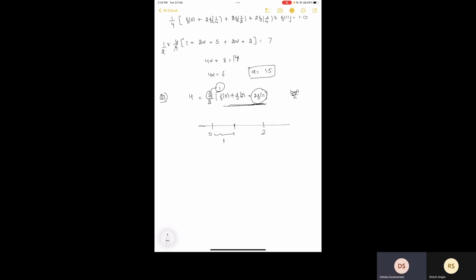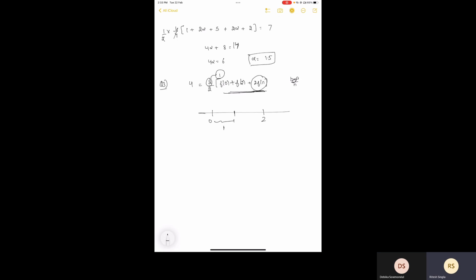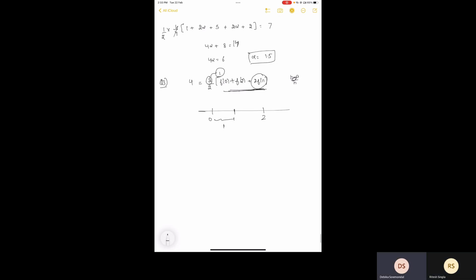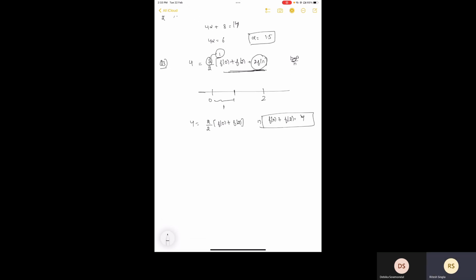Yes, sir. And they are not asking you to do the composite trapezoidal rule. They are only asking f of 0 plus f of 2. So 4 is equal to 2 upon 2 f of 0 plus f of 2. This implies f of 0 plus f of 2 is equal to 4, right? This is one equation.